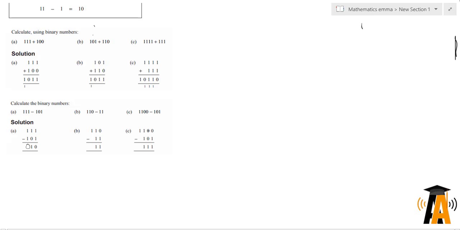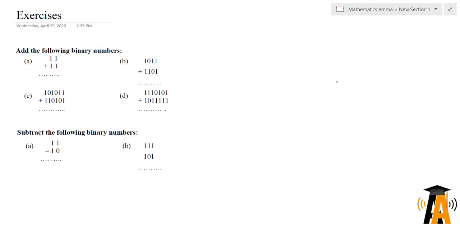We borrow 1 here again, add it here. 2 minus 1 is 1 again. Then we borrow 1 again, add it here. It becomes a base. That's 2 minus 1 again is 1. So that does it. Hope we get that. So we have some few examples here.